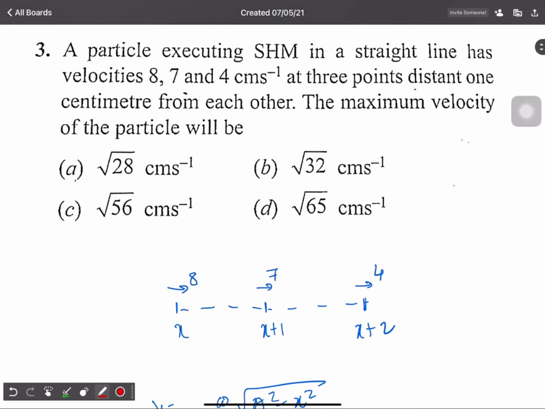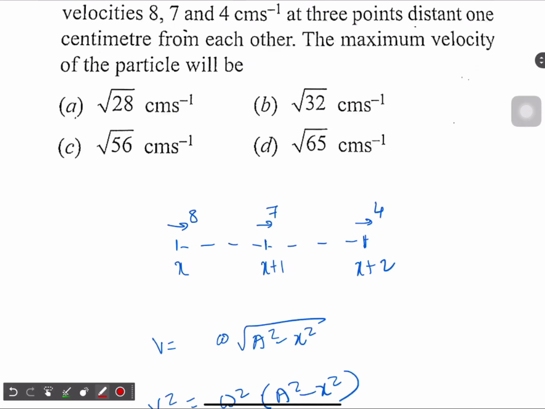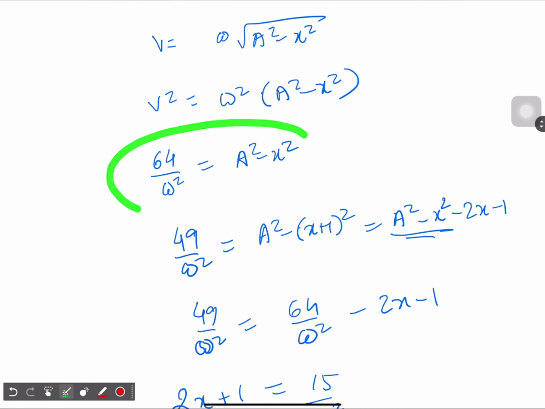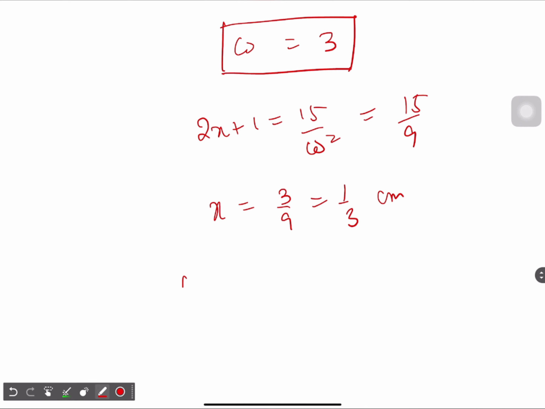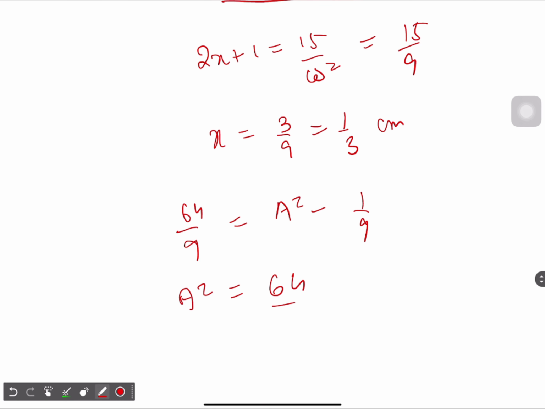Now the question is asking maximum velocity of particle. So first of all, we need to find the amplitude now. 64 by omega square equal to a square minus x square. So omega is 3. So omega square will be 9. And x square will be 1 by 9. So a square is equal to 65 by 9. So it implies a will be equal to root 65 divided by 3.